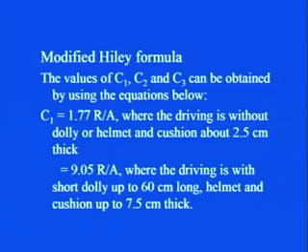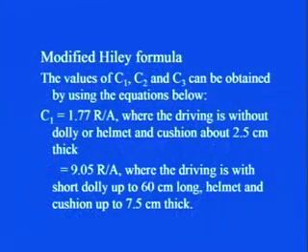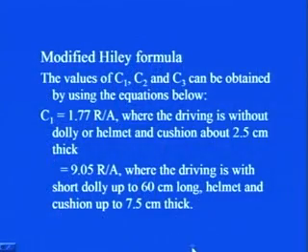Now how to estimate these values or these parameters? Some guidelines have been given. The values of C1, C2 and C3 can be obtained by using the equations which are given in this particular slide and subsequent slides. C1 is 1.77 R by A, where the driving is without dolly or helmet and cushion about 2.5 centimeter thick is used. And in another case it is 9.05 times R by A, where the driving is with short dolly up to 60 centimeter long, helmet and cushion up to 7.5 centimeter thick. So, whatever arrangement you are making while driving the pile using any of the dynamic methods, depending on that you have to pick this value of C1 either using this expression or using this particular expression.